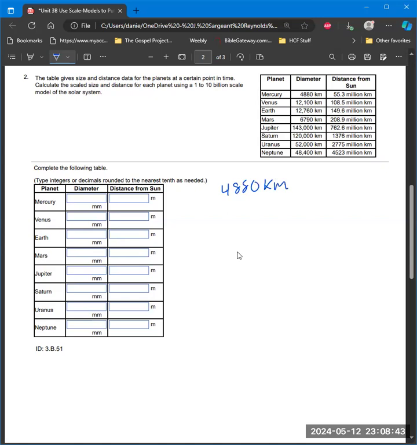4,880 kilometers, and kilometers are times 10 to the third meters. We want to divide that by 10 billion, so 10 to the 9th here. So this is all 10 to the 10th as the total denominator, and it's going to be 4,880 times 10 to the negative 7th.